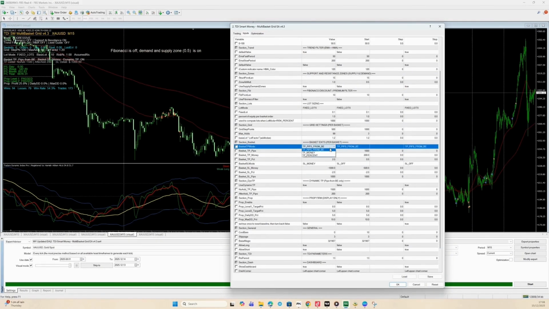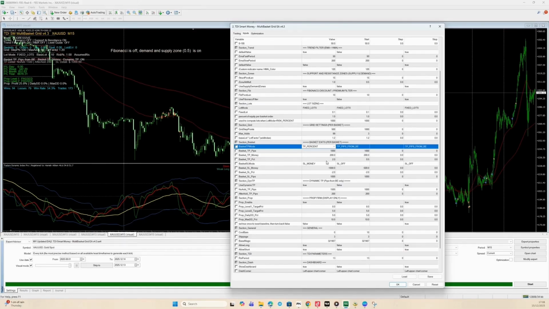Then TP. This is good because your TP gives you 3 different types of TP. You can take TP from break even. You can use TP money, which means I want this EA to close whenever I reach $500. Then the EA will leave the trade until you meet that $500 target. You can say TP percentage, okay, to say I want you to close the trade when the trade gets to 2% of my balance.